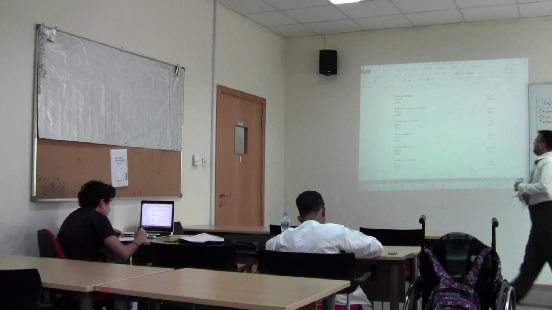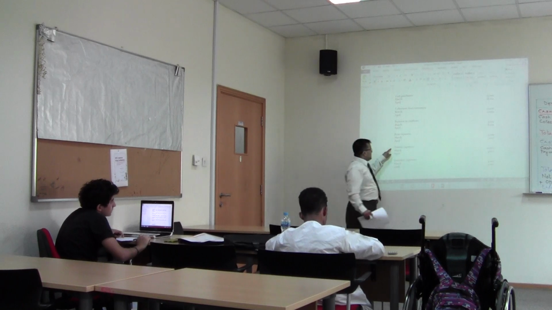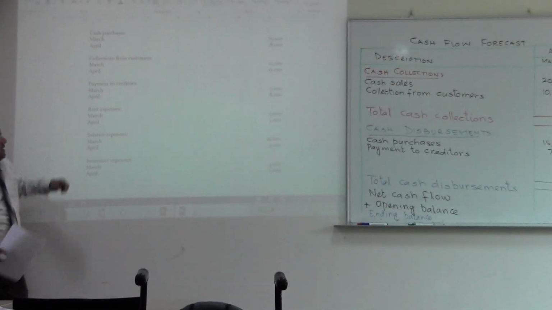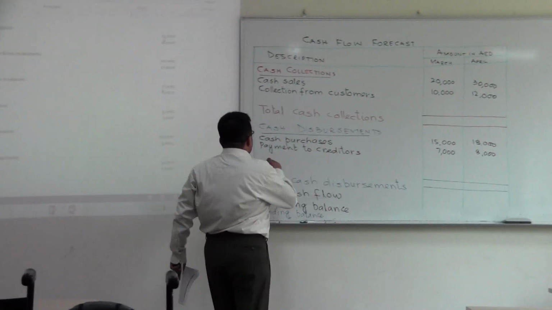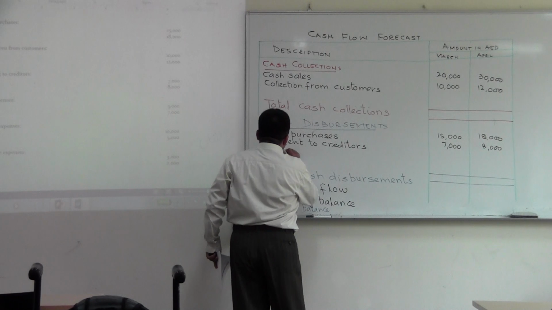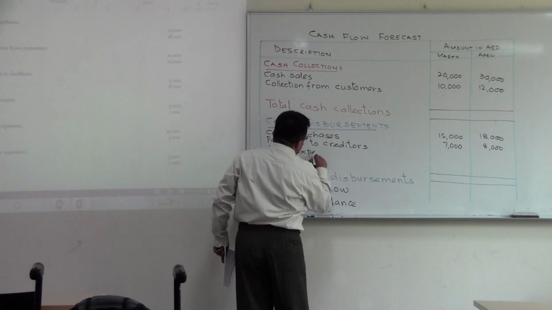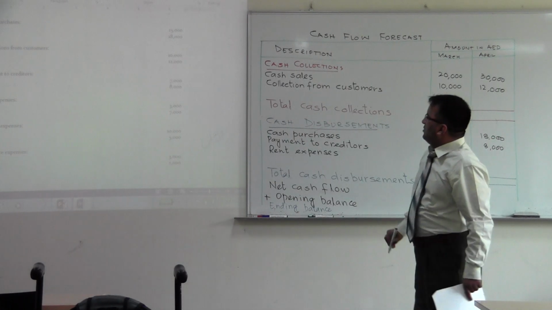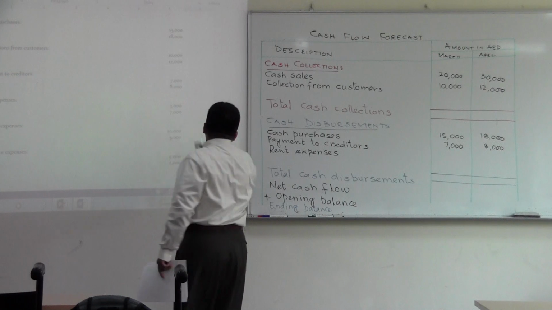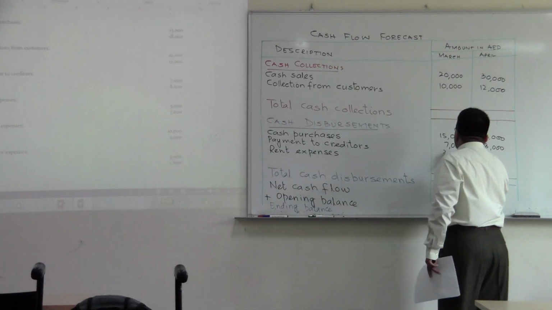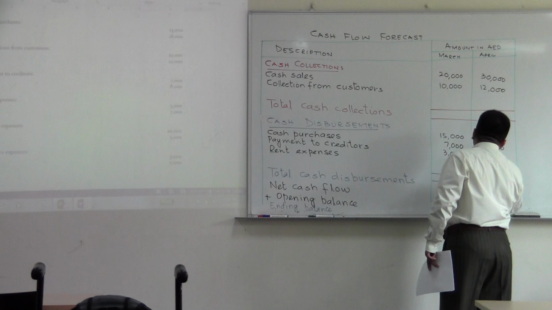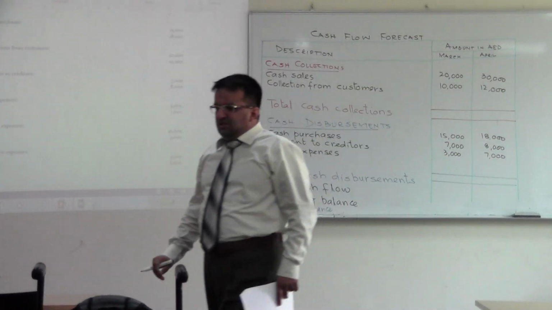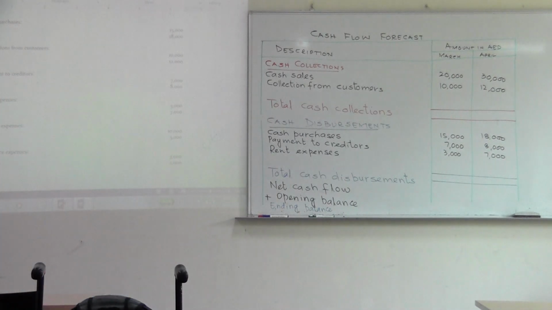And if we see here, rent, salaries, and insurance, rent expense, all these three are outflow. Rent expense, we will write it here. Our rent expense is for 3,000 and 7,000. Then we have salaries expense.